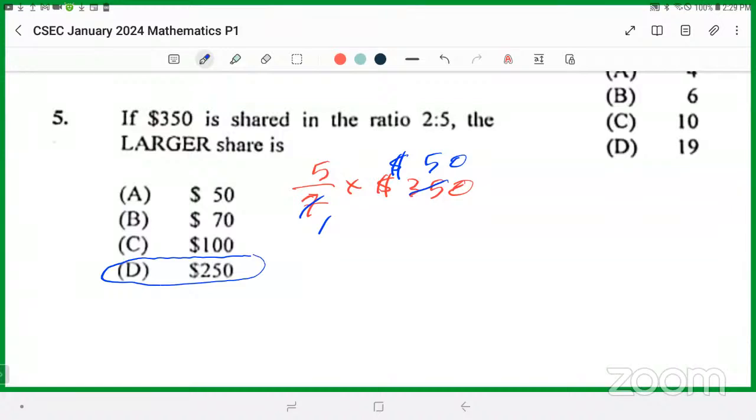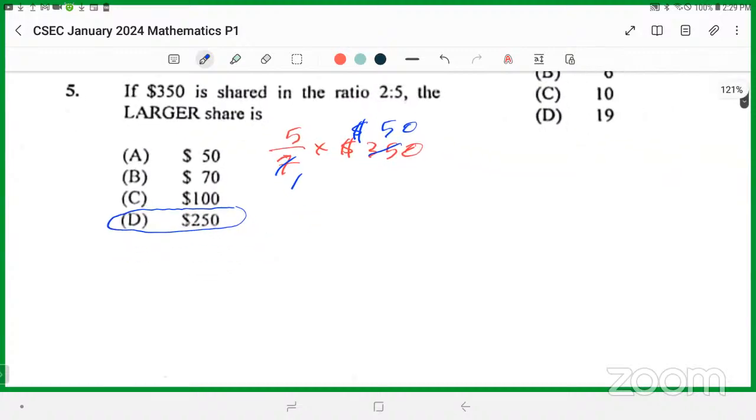That's one way to do it. But that's all right. $250. Multiple ways to do this thing.